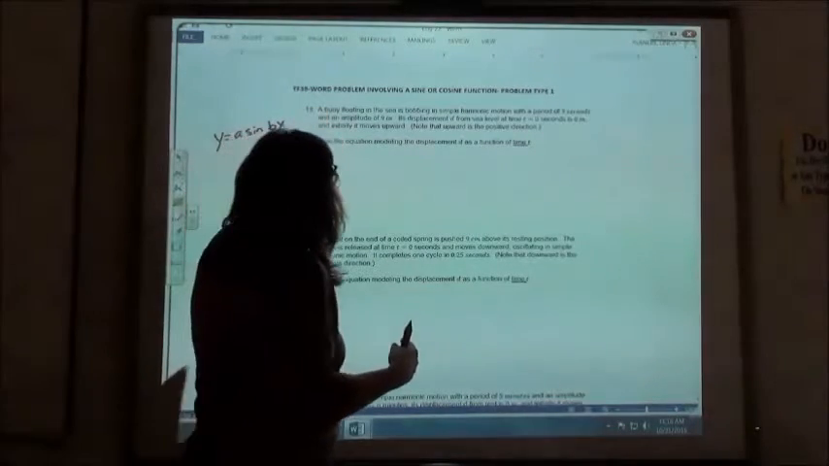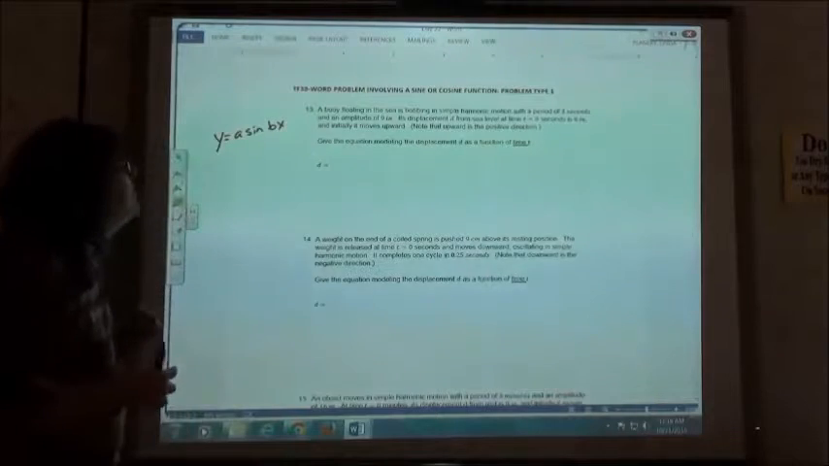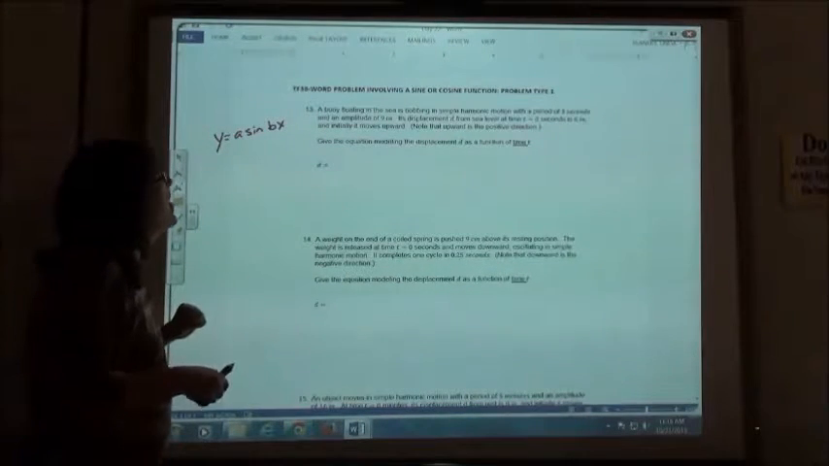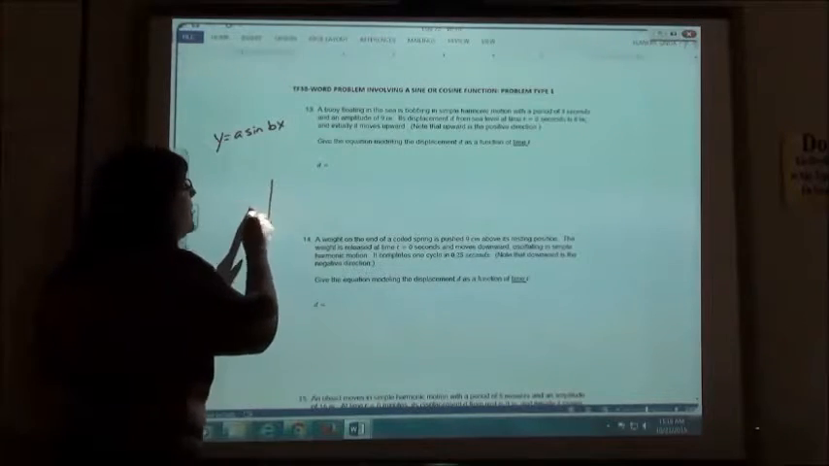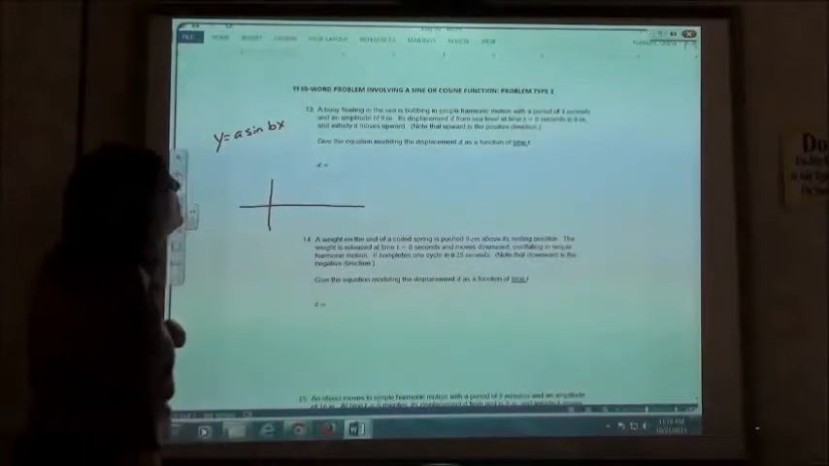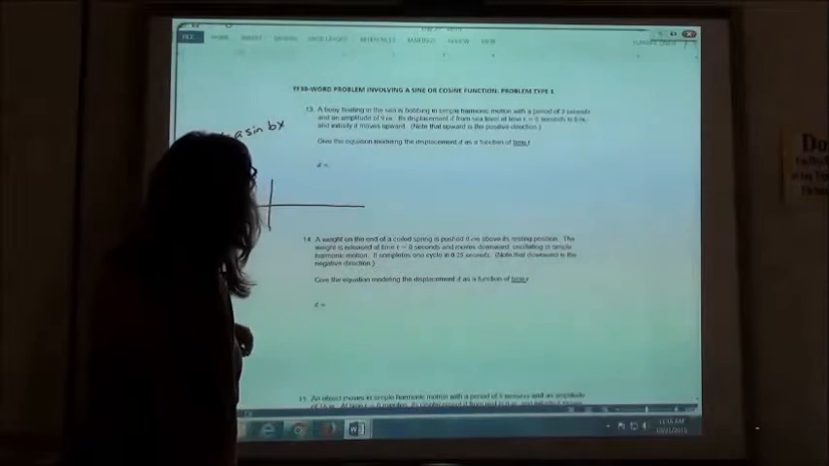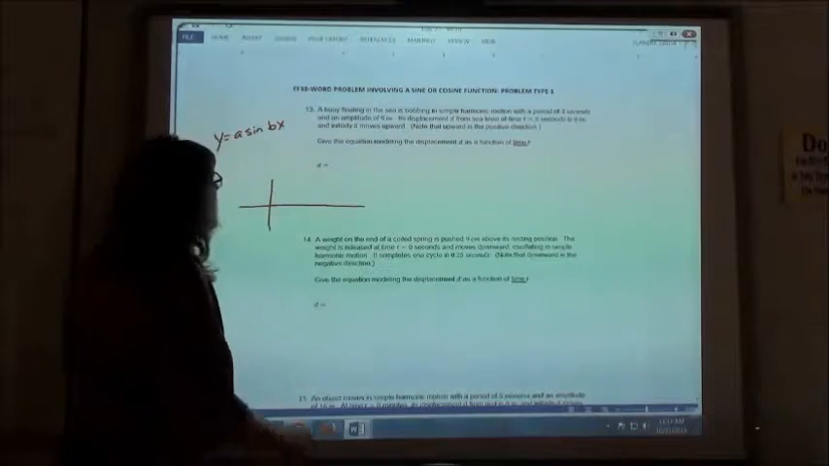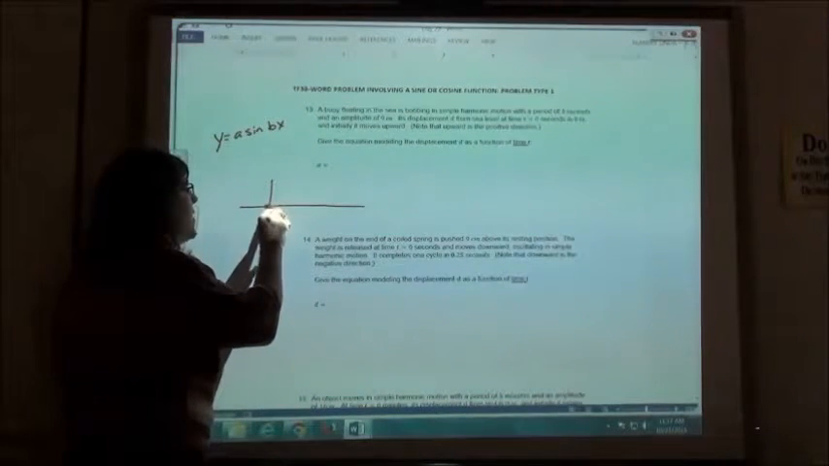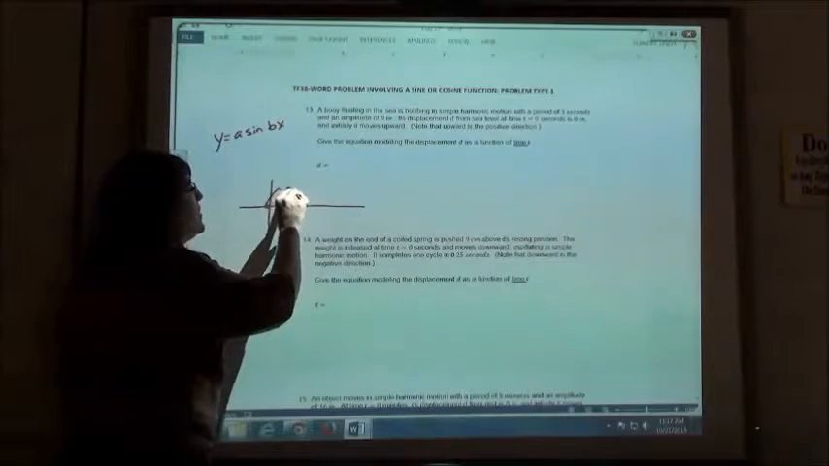It says a buoy is floating at the seas, bobbing in simple harmonic motion with a period of 3 seconds and an amplitude of 9 inches. Its displacement d from sea level at t equals 0 is 0 inches, and initially it moves upwards. So it means it starts here at 0, 0. Initially it's going to move upwards.